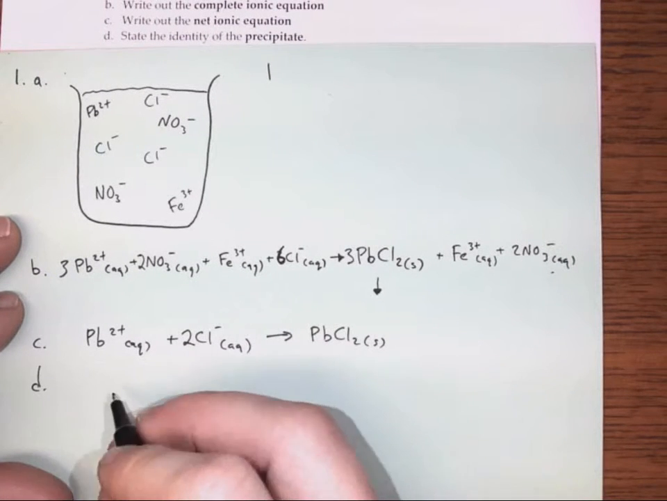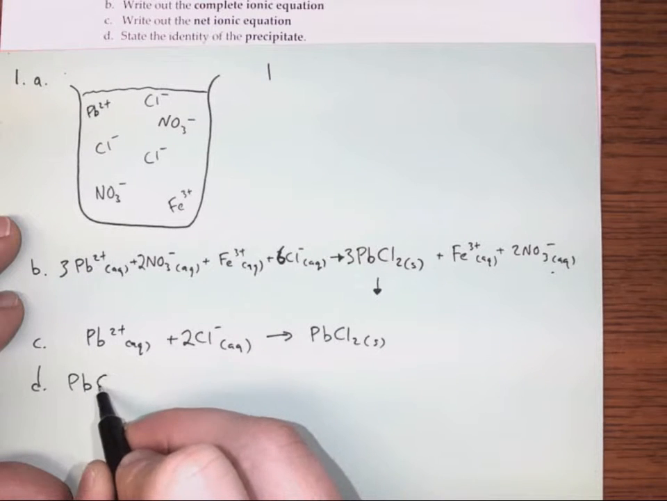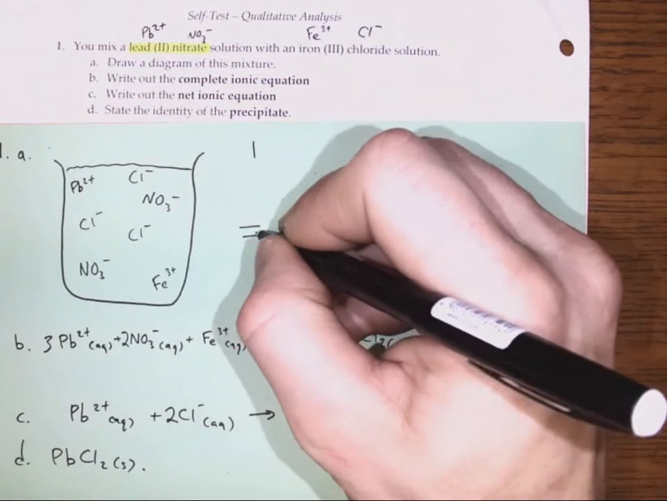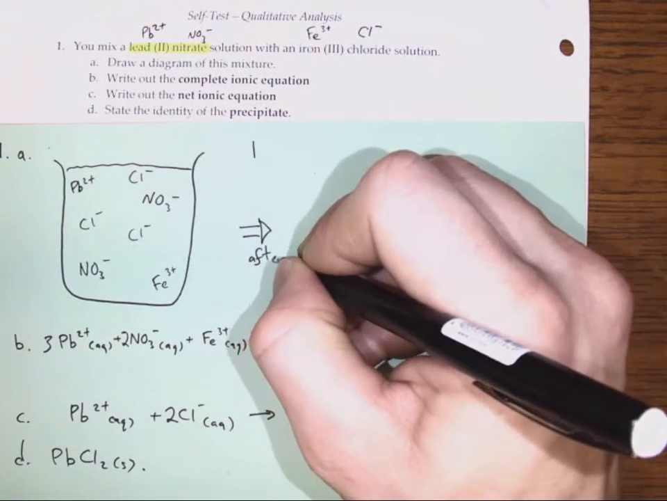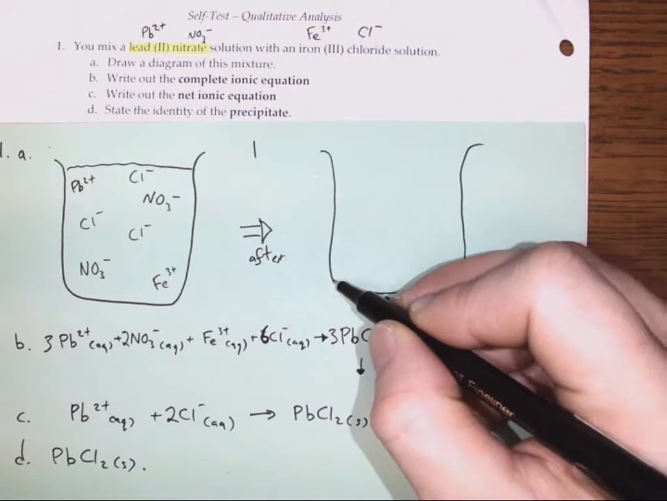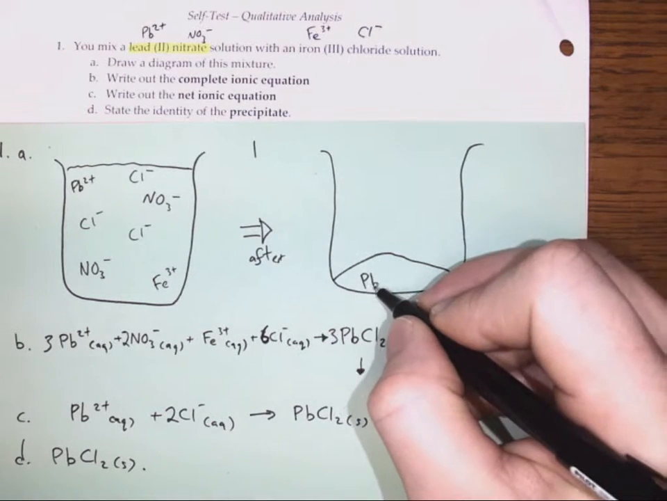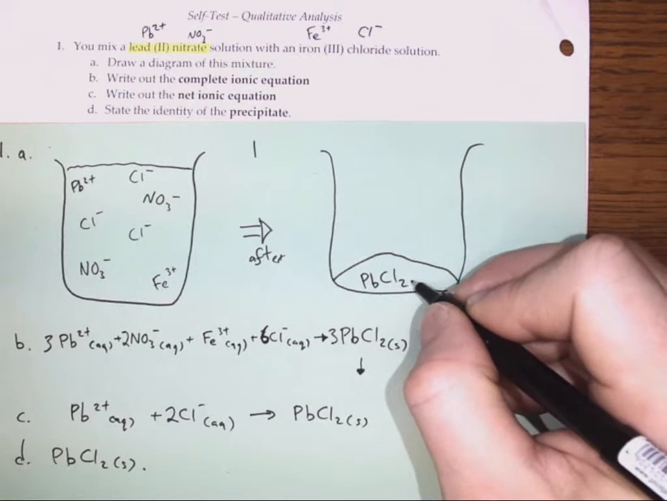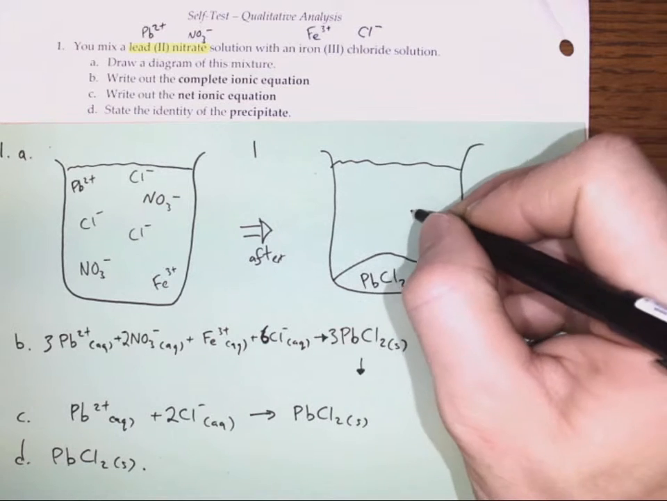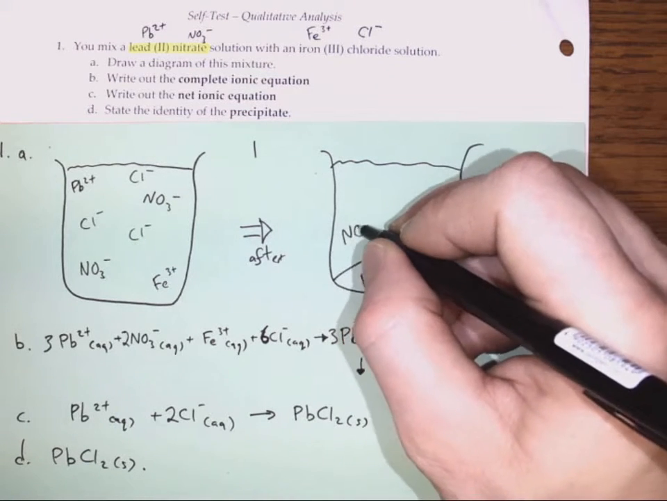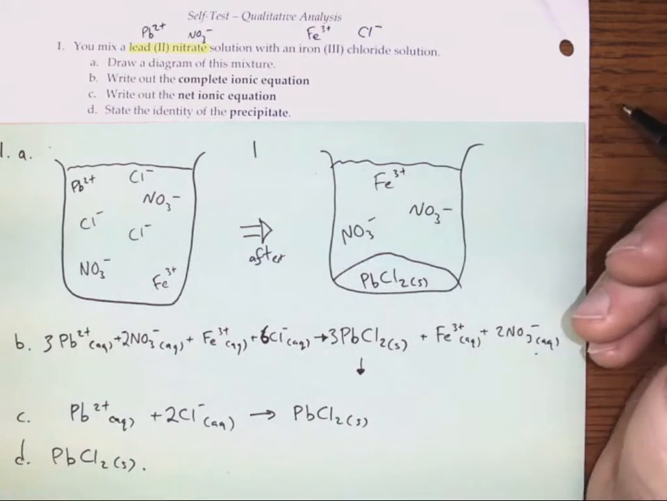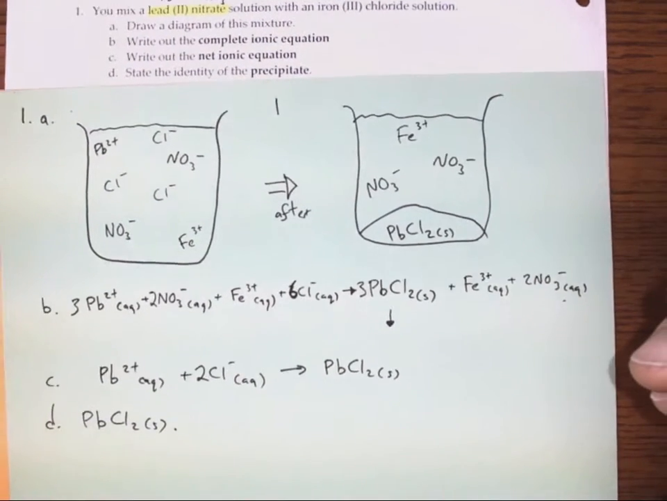And for question D, we're just going to state the precipitate, and this precipitate is lead chloride, solid. So I might write an after drawing, which shows that our lead ions are binding with our chloride ions. And up here, we'd have some leftover nitrates and ions, and they're just floating around in solution.